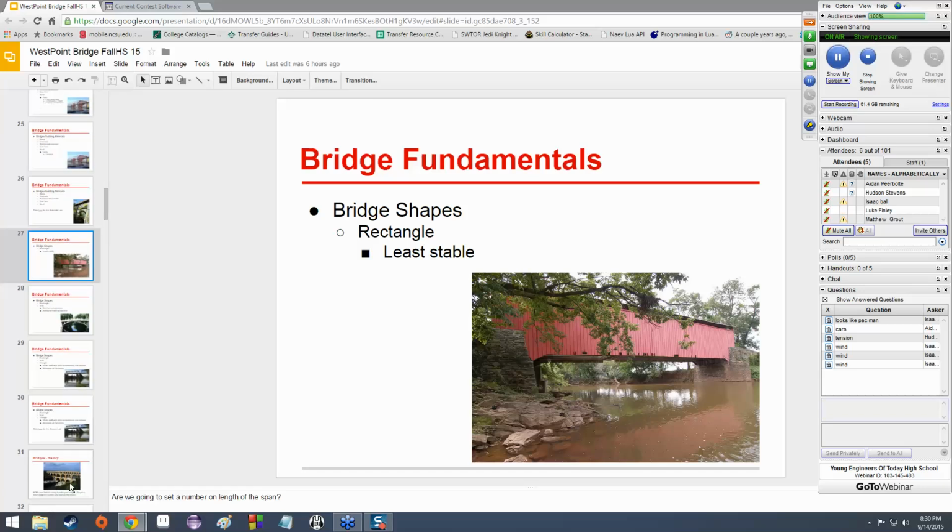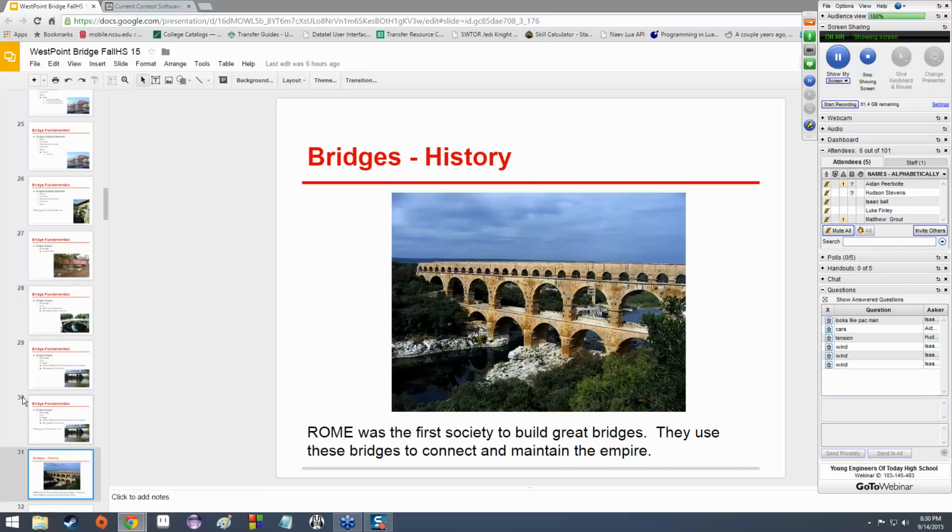I'm going to go ahead and talk a little bit about the history of bridges. Rome, the Roman Empire was really the first society to build great bridges. Now, it's entirely disingenuous to say that bridges did not exist before Rome. Of course they existed. They were everywhere. People were well aware of bridges. However, Rome was the first society to build truly large bridges, and to use these bridges to connect and maintain the empire, like with aqueducts or highways or things like that.